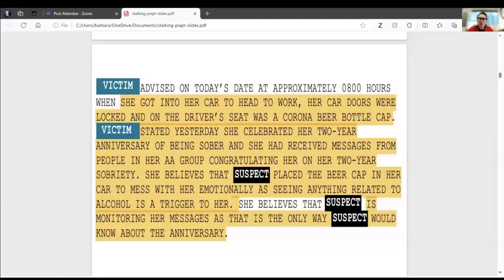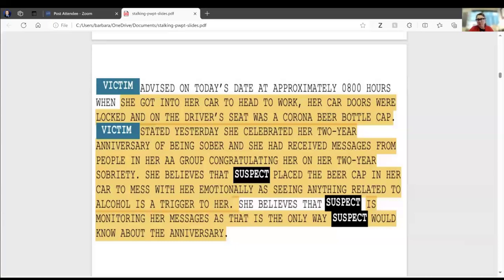But she was also a recovering alcoholic, and she had just celebrated her sobriety. She had gotten some messages from some of her friends about her sober anniversary. And the suspect that she believed placed the beer cap in her car had been somebody that had been stalking her and knew that seeing that beer cap would be an emotional trigger for her.